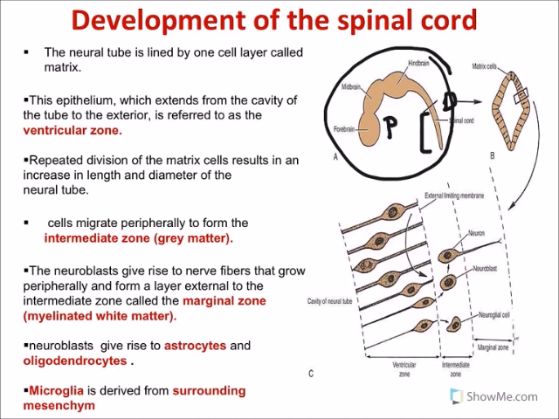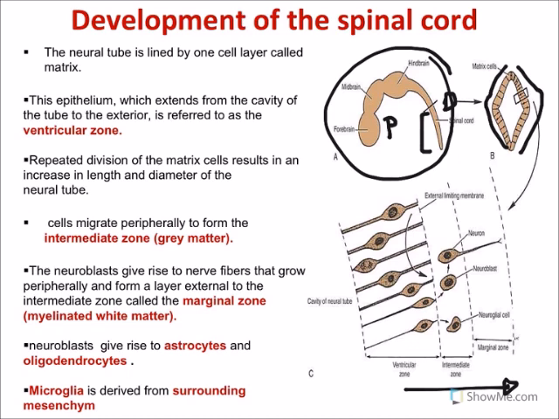Now we have a closed neural tube, which is lined by one layer. This layer is called neural matrix. So if you have a cut section in the neural tube, this is the shape, and this tube will be lined only by one layer. This neural matrix will divide and divide again, which leads to an increase in the length and the diameter of the neural tube.